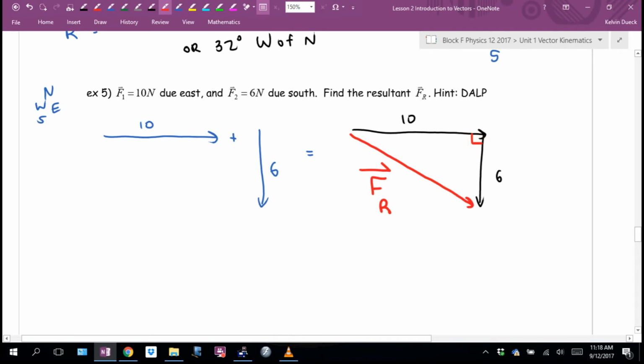What shape is this, Josh, my friend? Triangle. What kind of a triangle? Hey, it's a right-angled triangle. Pythagoras and SOHCAHTOA are in play.